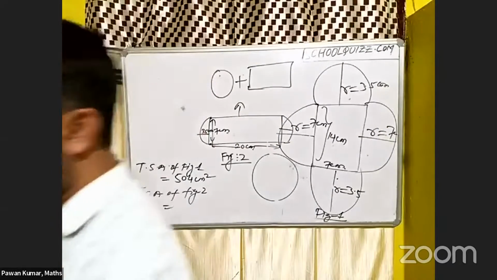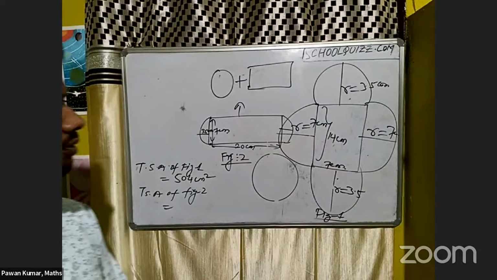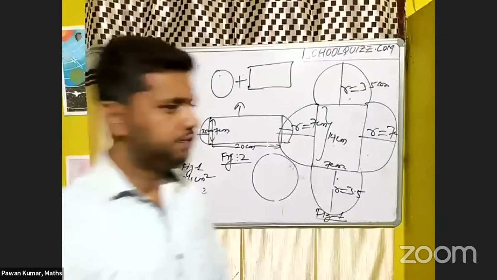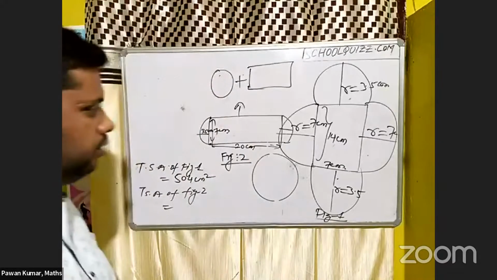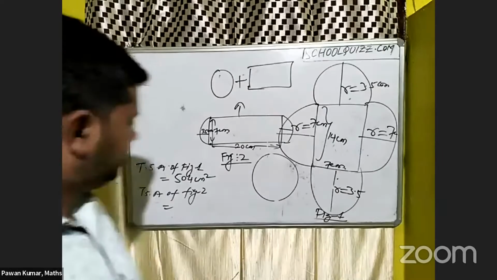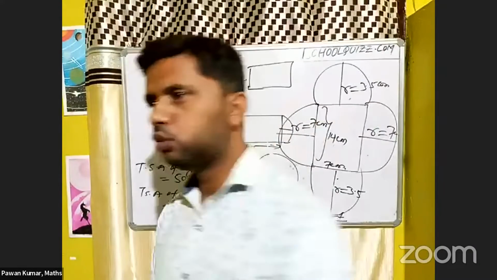Go. First, try to find out this one. We will see it later. Is it wrong or right? At least she tried. If she is getting the correct answer, that is very good. So tell me the figure 2 also. TSA of figure 2. Total surface area of figure 2.